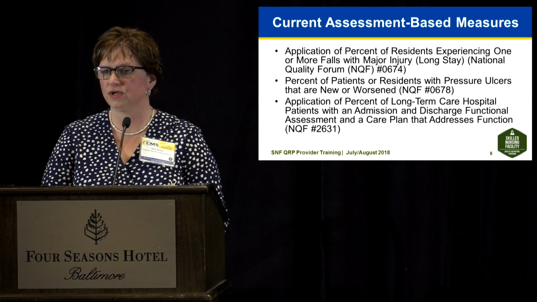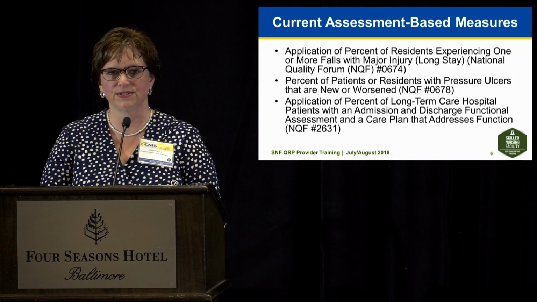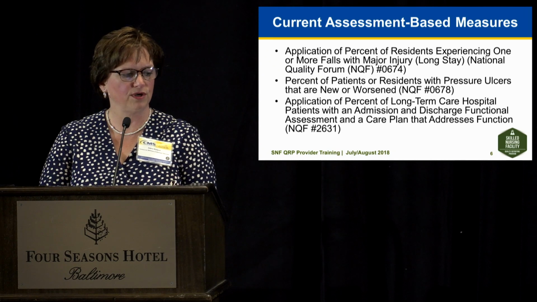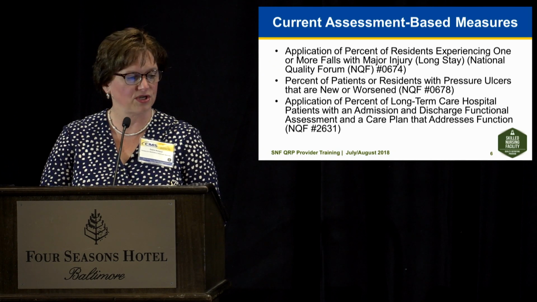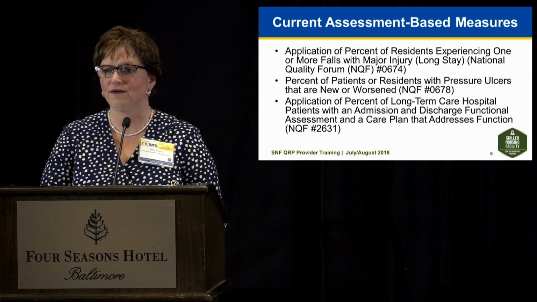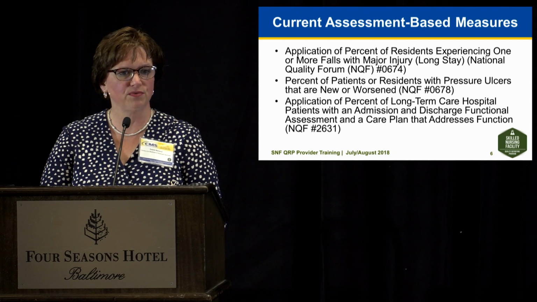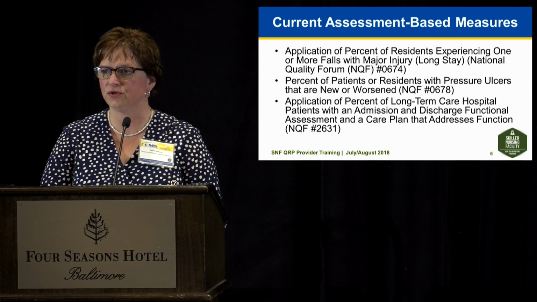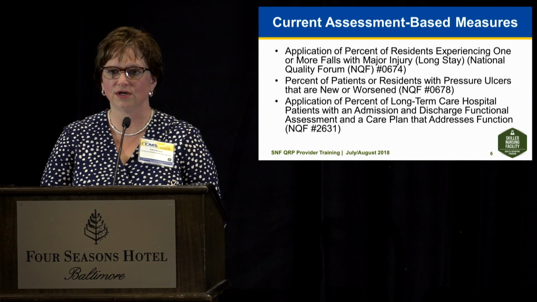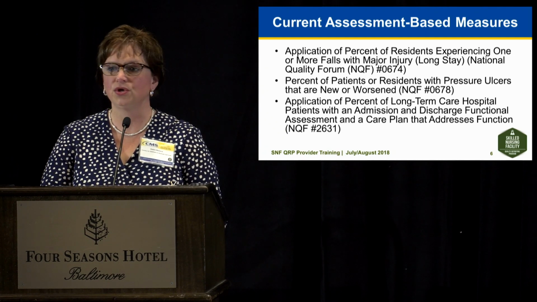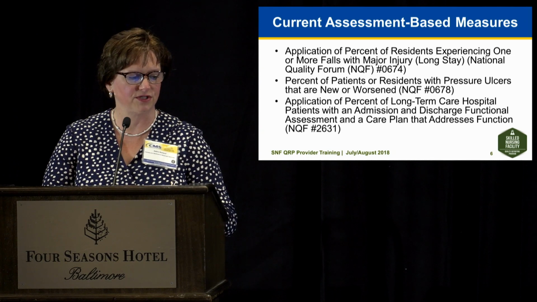Currently, there are 3 assessment-based measures reported on your SNF QRP reports. And we've listed those here for you. There's the application of percent of residents experiencing 1 or more falls with major injury. There is the percent of patients or residents with pressure ulcers that are new or worsened, and the application of the percent of long-term care hospital patients with an admission and discharge assessment and a care plan that addresses function.